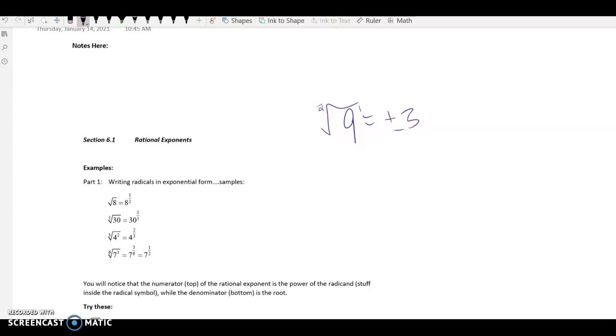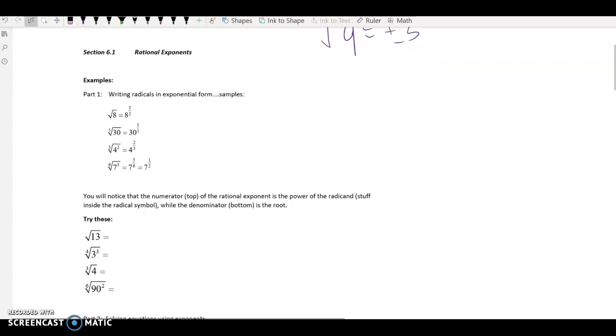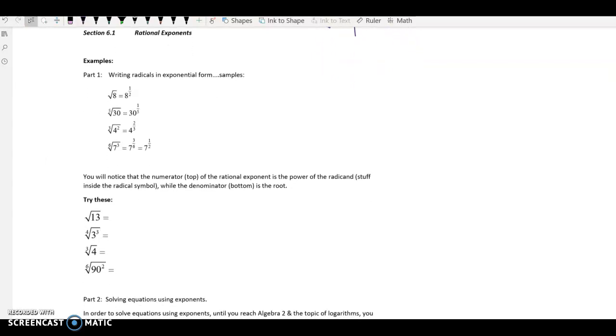For this next one, the fifth root of 30 is actually 30 to the 1/5 power. The cubed root of 4 squared is 4 to the 2/3 power. The sixth root of 7 cubed becomes 7 to the 3/6, or 7 to the 1/2 power. Some of you are noticing the pattern here. The numerator, or the top of the rational exponent, is the power of the radicand, the stuff inside the radical symbol, while the denominator is the root.